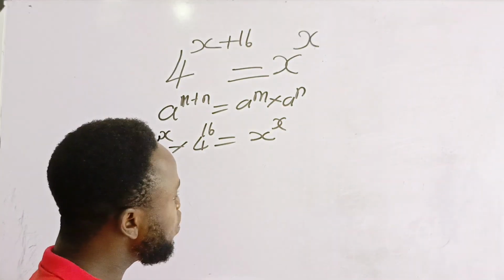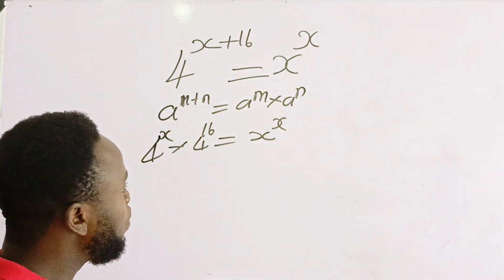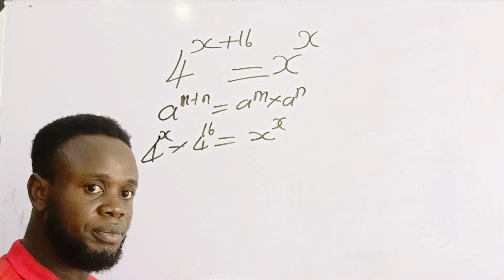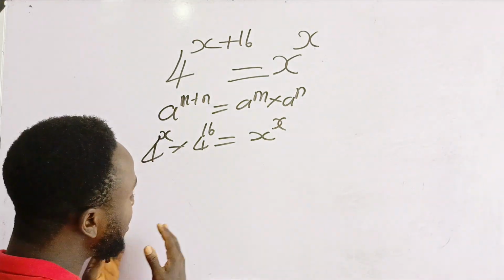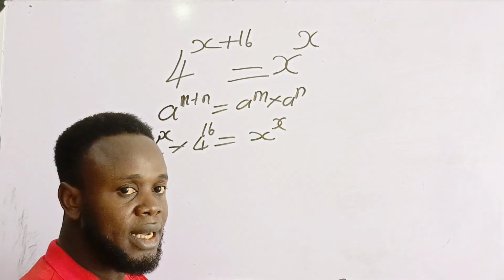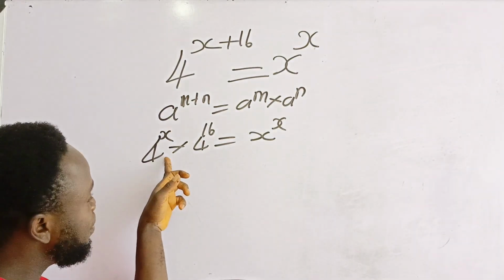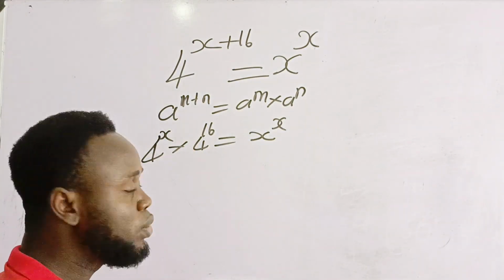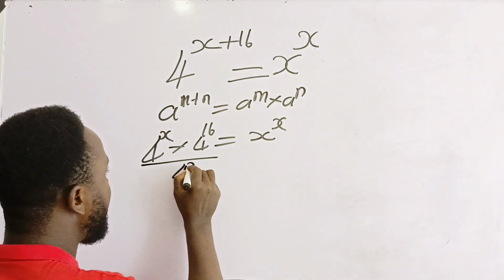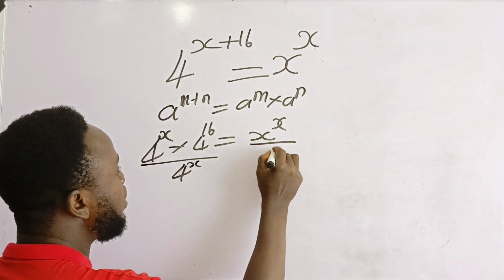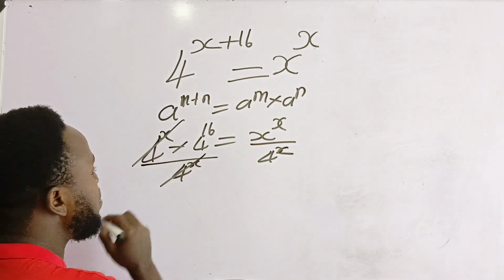Then the next thing we are going to do is to see how we can arrange this equation so that the ones that have x will be by the right hand side and the ones that don't have x will stay here. And you can see we have 4 raised to the power x here. So what we are going to do now is to divide both sides by 4 raised to the power x. Divide this one by 4 raised to the power x, so that this will have this one here.